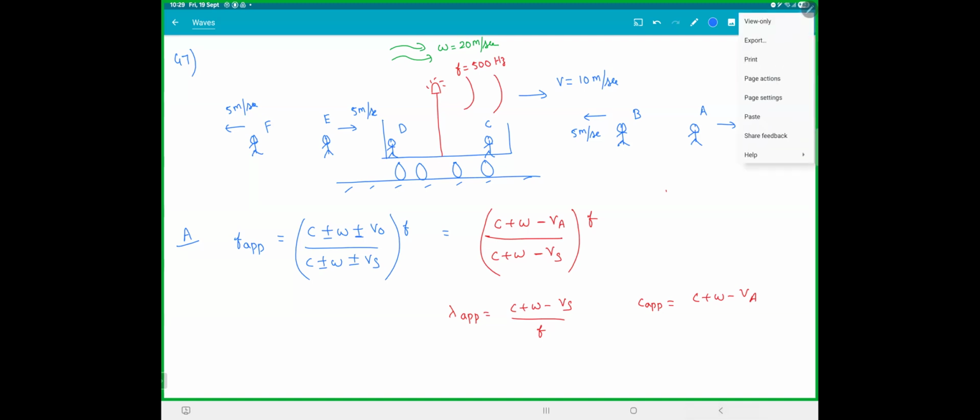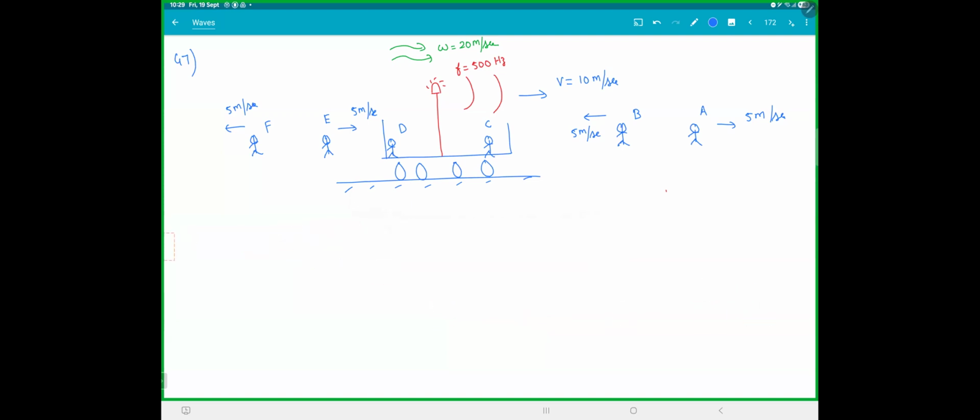Let's see for B. That you must have done by now. So f of B: C plus wind, since wind is supporting. This guy is coming towards you, so C plus wind minus Vs into f. And bring that f down, you'll get lambda apparent and all that stuff.